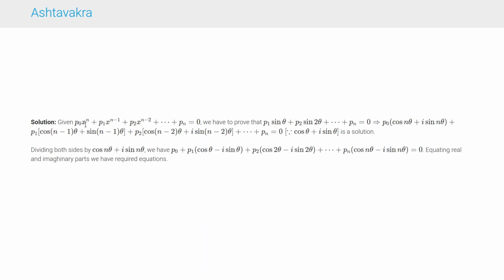So we are given this and we have to prove this. So what we do is we substitute x is equal to cos theta plus i sine theta. So it becomes p0 (cos n theta plus i sine n theta) plus p1 (cos (n minus 1) theta plus i sine (n minus 1) theta) and so on. So now we divide this by cos n theta plus i sine n theta, and so the equation becomes p0 plus p1 (cos theta minus i sine theta) plus p2 (cos 2 theta minus i sine 2 theta) and so on, and then you equate real and imaginary parts and you will get the desired solution.